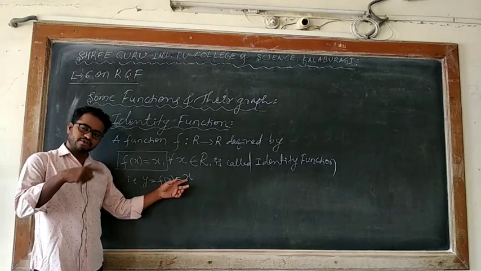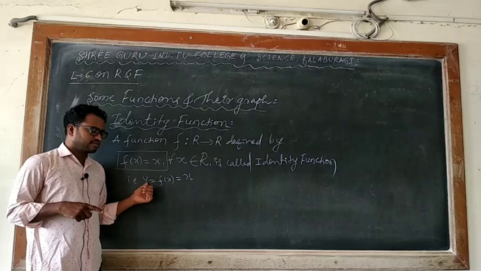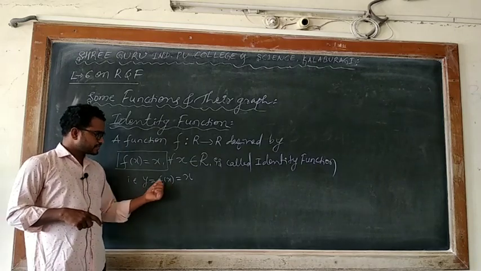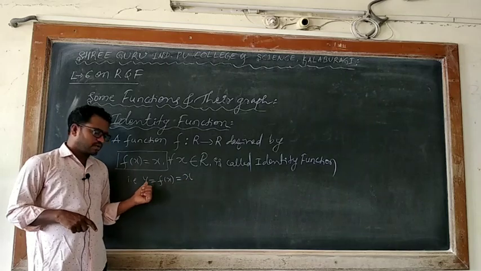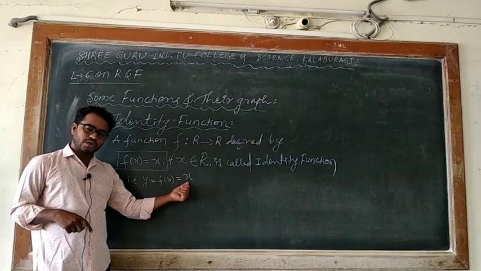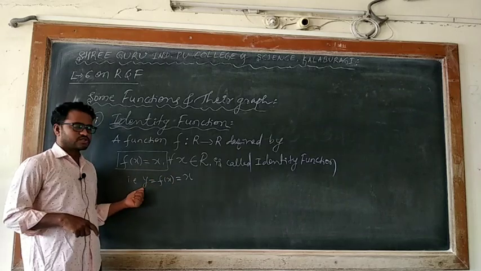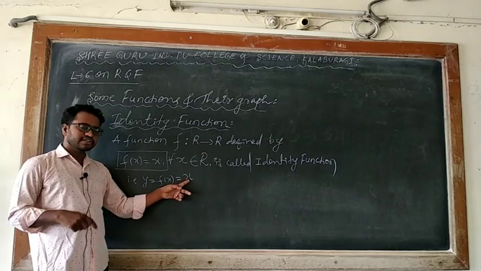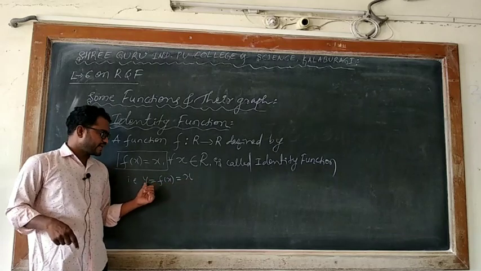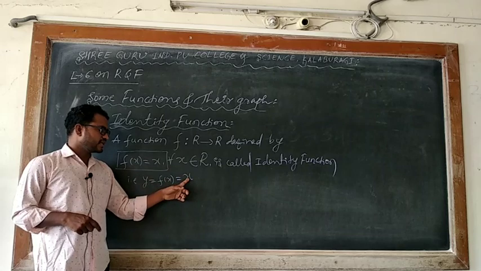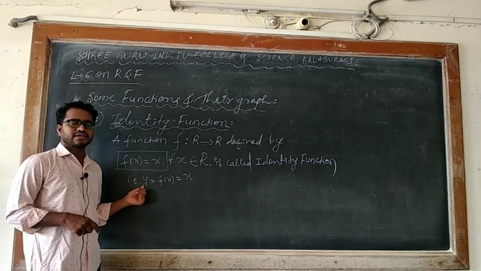If x is a natural number, y is also a natural number. x is a whole number, y is also a whole number. x is a rational number, y is also a rational number, because you get the same values, since f of x is equal to only x. If x is a real number, y is also a real number.